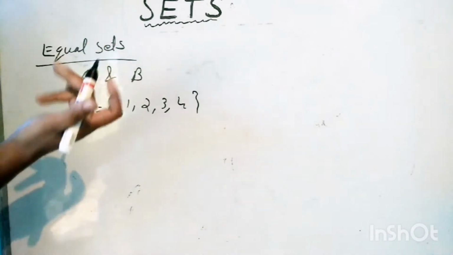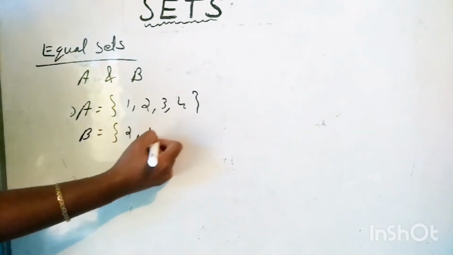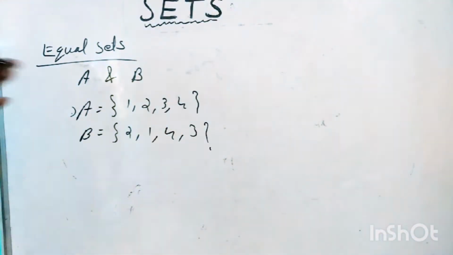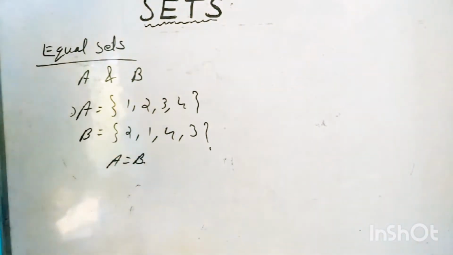The order of elements is not important. Suppose B is equal to 2, 1, 4, 3. In this case also, we have exactly the same elements in A and B. The order of elements is not important, so in this case also we can say that A is equal to B.